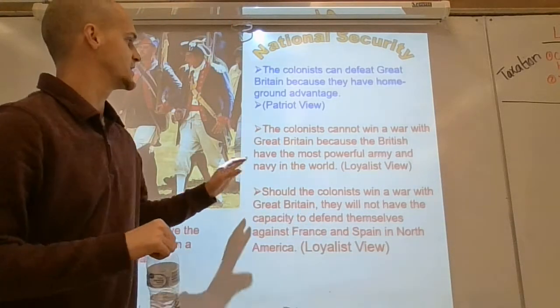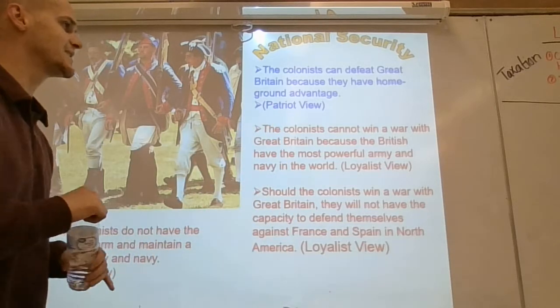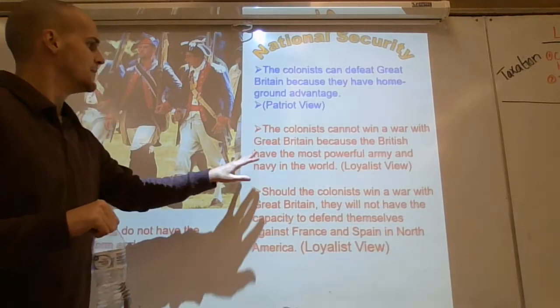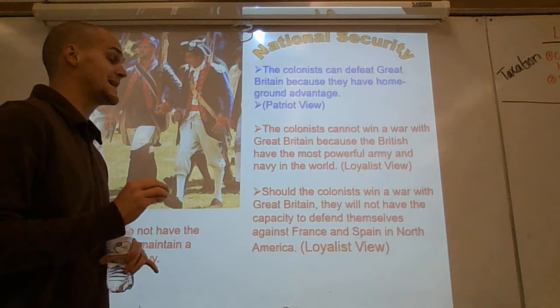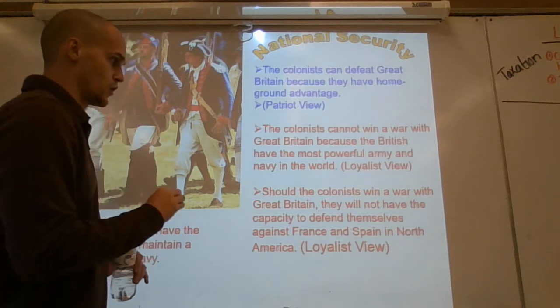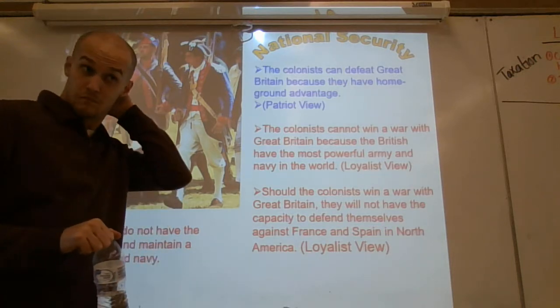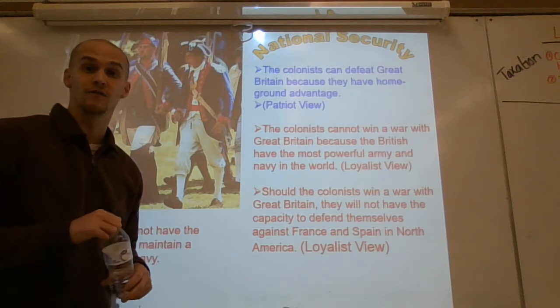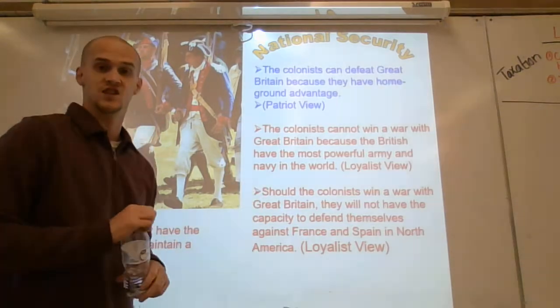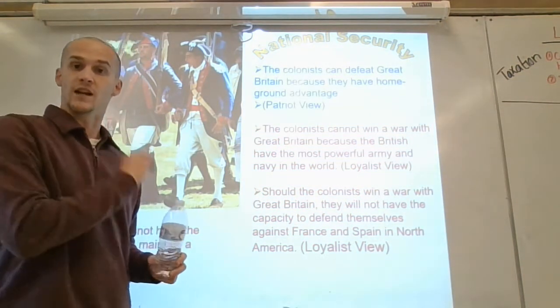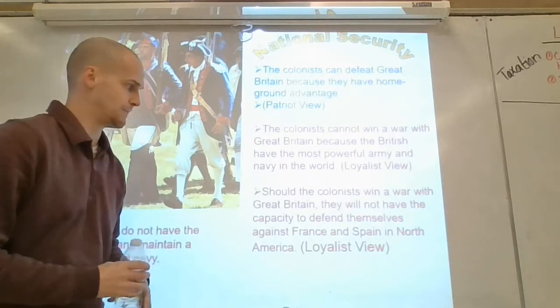Now, the Loyalists felt the colonists cannot win a war with Great Britain because the British have the most powerful army and navy in the world. And this was a pretty strong felt belief across many countries. This wasn't just England's view about England. Many countries felt this way.